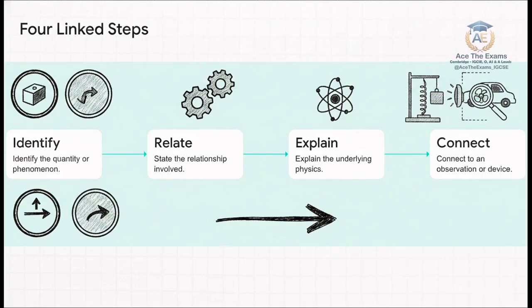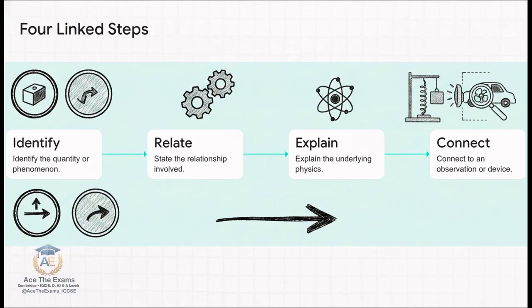So how does this micro-topic act as a gateway to the bigger picture? Well, mastering momentum is really about guiding your thinking through 4 linked steps. It's kind of like unlocking a giant puzzle. First, identify the quantity. Are we talking about mass, velocity? Second, state the relationship. How exactly do these quantities interact with each other? Third, explain the underlying physics. What's the actual fundamental mechanism at work here? And finally, step 4, connect it all back to a real-world observation or experiment.